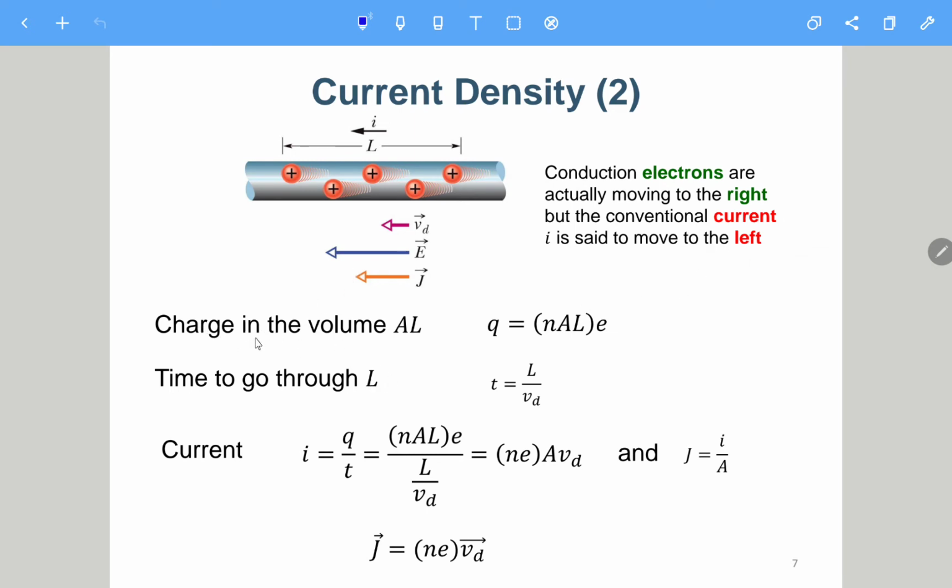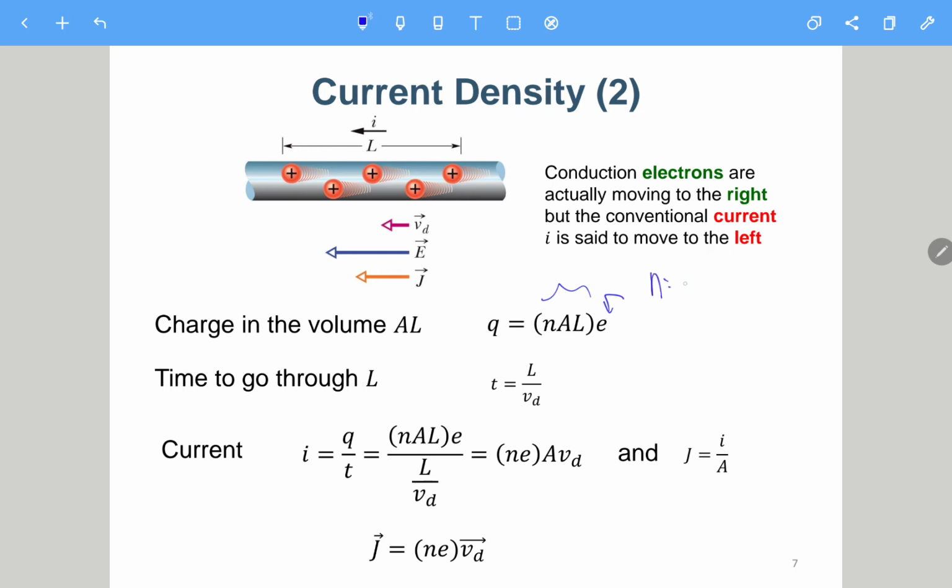Okay, so here it says the charge Q is the total number of electrons. This is the number of electrons, and this is the elementary charge E. E times the number of electrons is the charge amount inside this region.